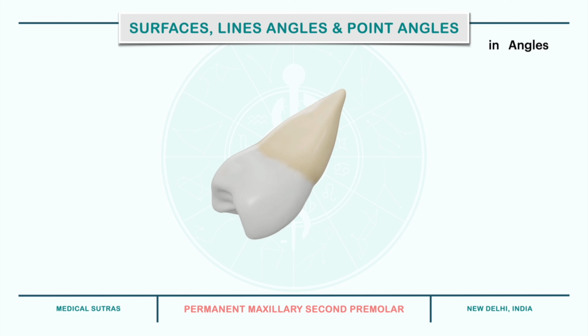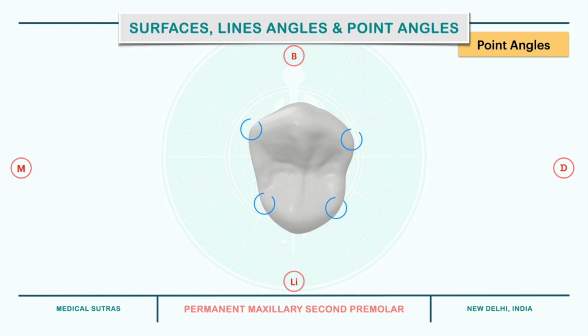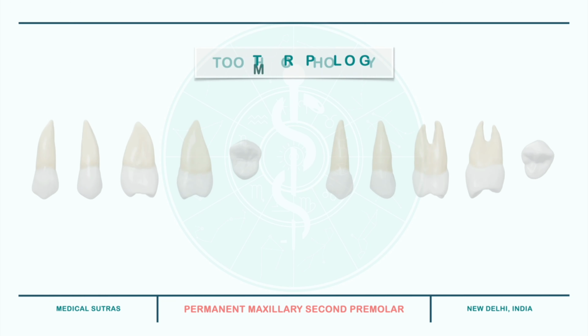Moving on to the point angles, there are 4 point angles in the maxillary second premolar. These include the mesio-bucco-occlusal point angle, disto-bucco-occlusal point angle, disto-linguo-occlusal point angle, and mesio-linguo-occlusal point angle. Now let's study the tooth morphology in detail.